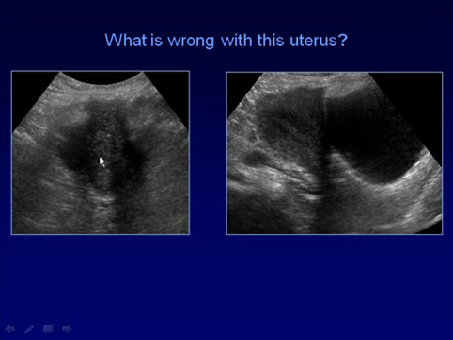Here is transabdominal images of the uterus in a patient with a history of prior cesarean section. This is a transverse view and a sagittal view, and the uterus looks very distorted. Instead of being smooth and round, you can actually have a sense that the anterior lower portion is pulled up and stuck to the anterior abdominal wall.